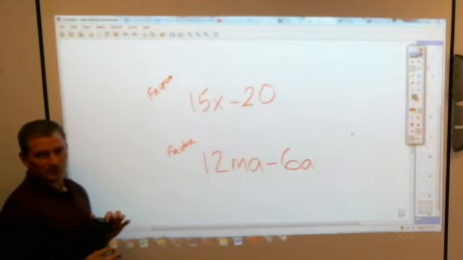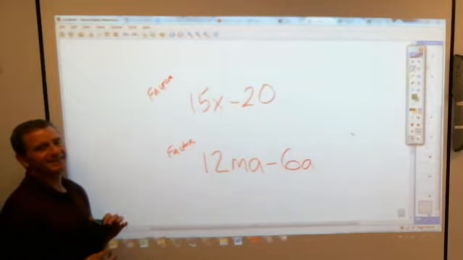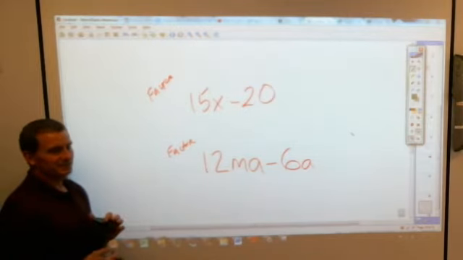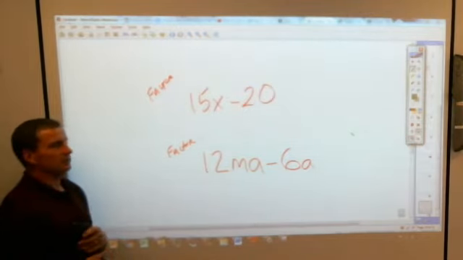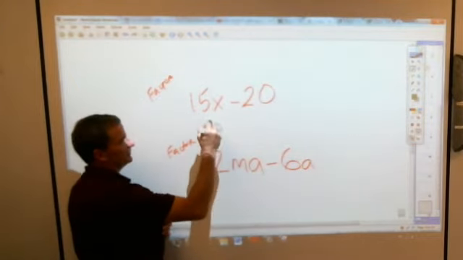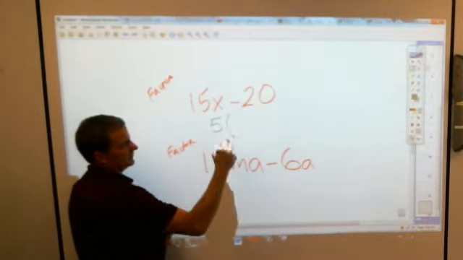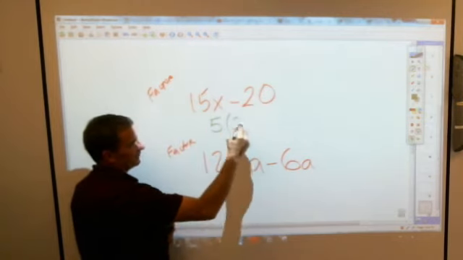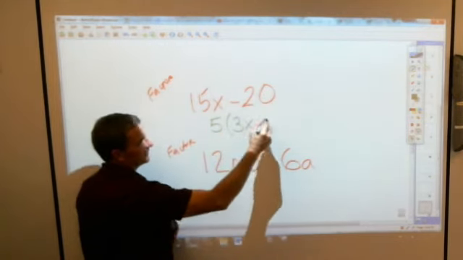Who really feels like they want to take a shot at that top one up there? Leighton Purdue: 5 parentheses 3x minus 4. That is absolutely positively correct. You can take a 5 out of both of them. In parentheses, then what times 5 gives you that 15x? That's 3x, and then minus 4.